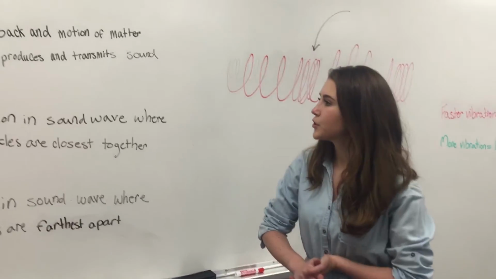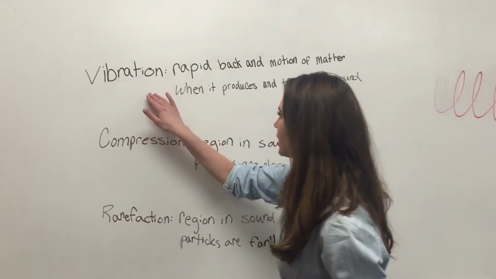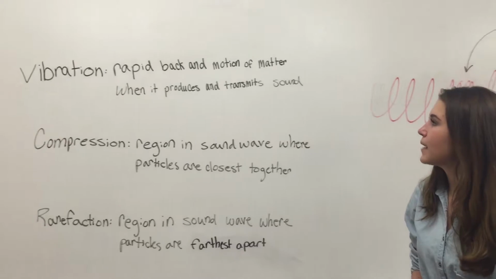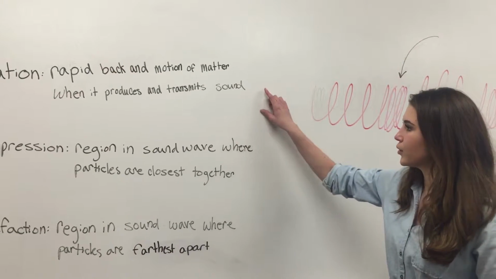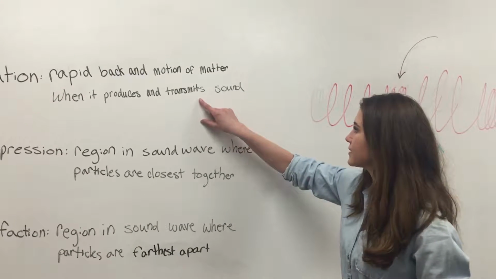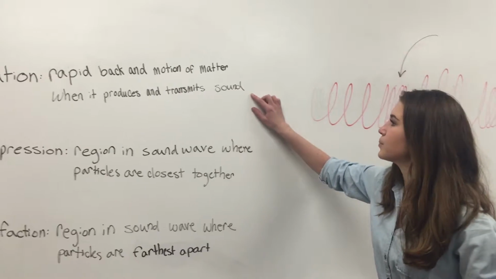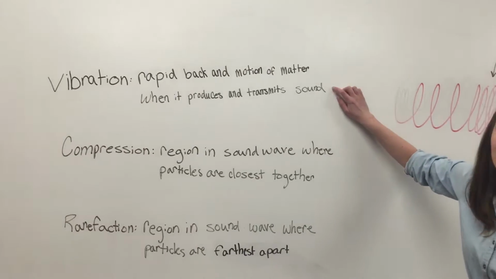So, sound is produced by something called a vibration. And a vibration is a rapid back and forth motion of matter when it produces and transmits sound. So take a minute to pause the video and I want you to write this definition down.